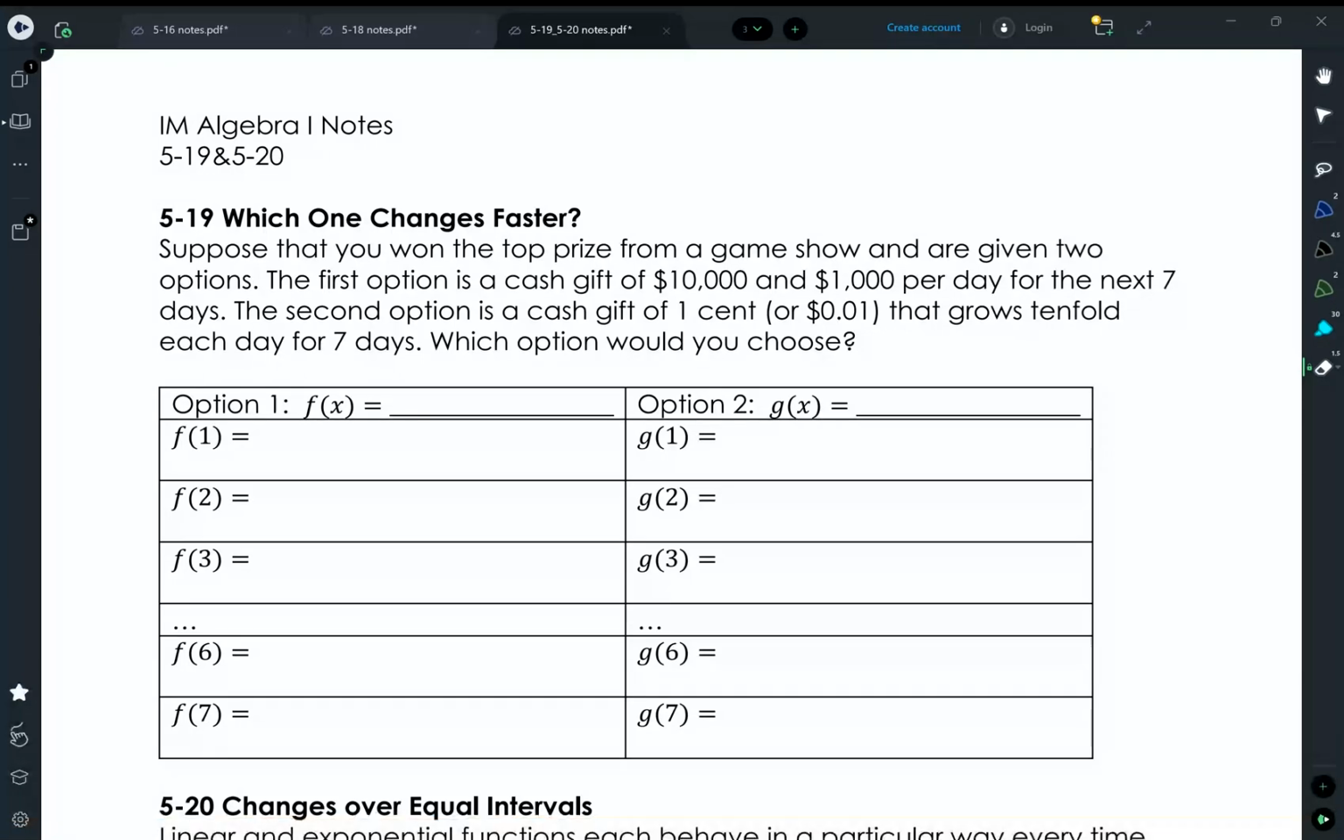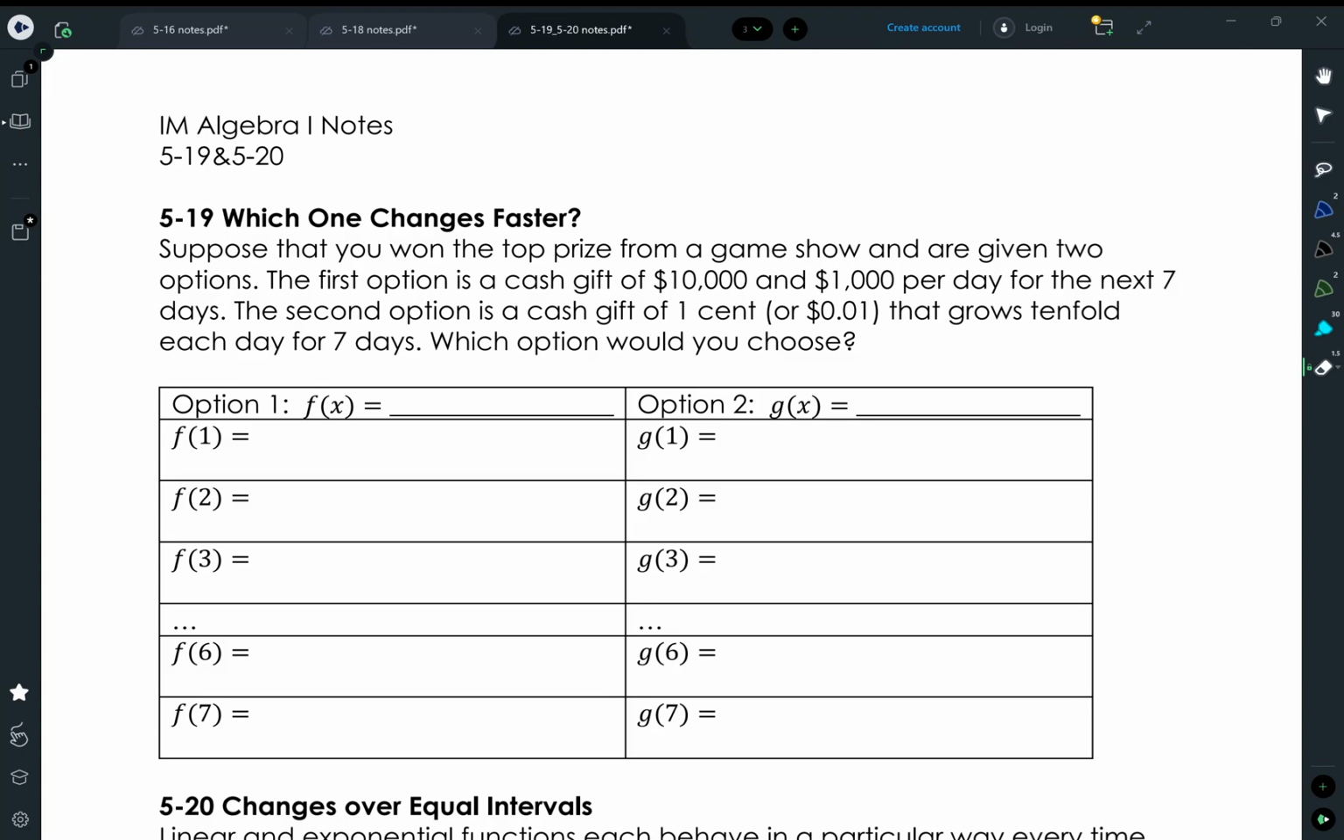So for section 519 in Algebra 1, we're looking at which one changes faster. Suppose that you won the top prize from a game show and are given two options. The first option is a gift of $10,000 and $1,000 per day for the next 7 days. The second option is a cash gift of 1 cent that grows tenfold each day for 7 days. Which option would you choose?